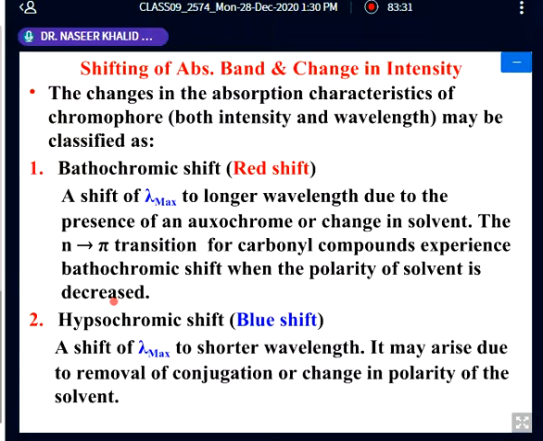When the polarity of the substance decreases, a bathochromic shift occurs. With the addition of an n to pi star transition, the bathochromic shift is taken. The other way around, if the wavelength is not increasing toward longer wavelength but decreasing, it shifts toward lower wavelength.